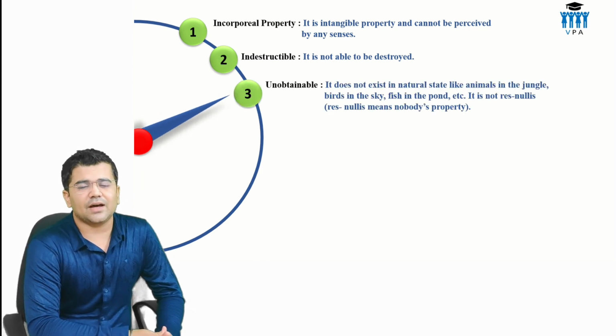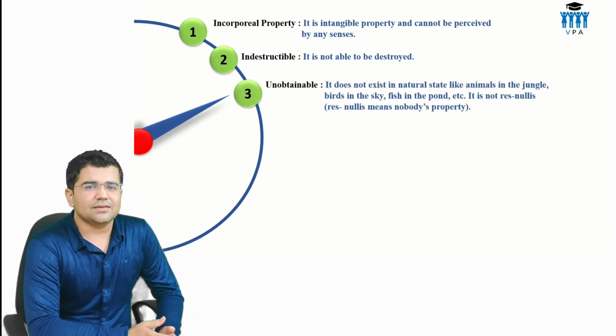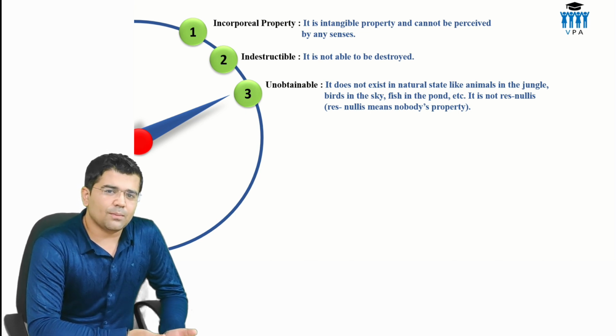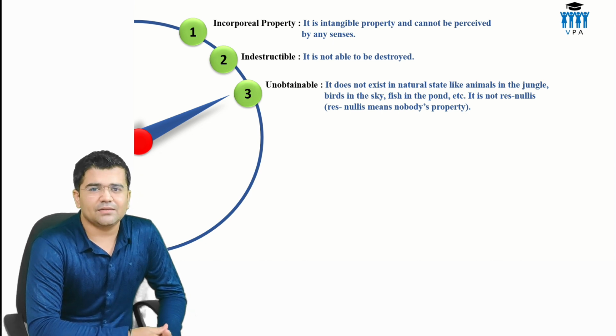The next point is it is unobtainable. Since intellectual property is not obtained by natural birth, it has to be created. Like in a case where we can find birds in the sky, we can find animals in the jungle. Since intellectual property has to be created by using human intellect, it is not found everywhere. It has to be created by the law or by using the human intellect.